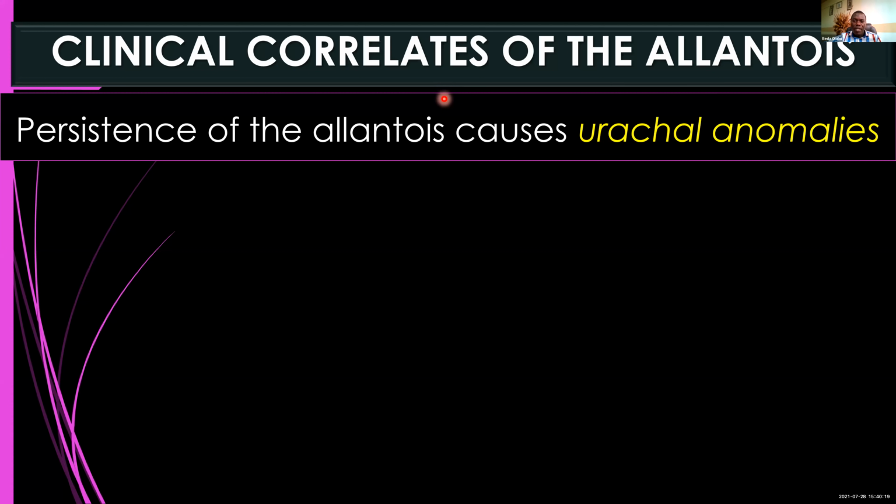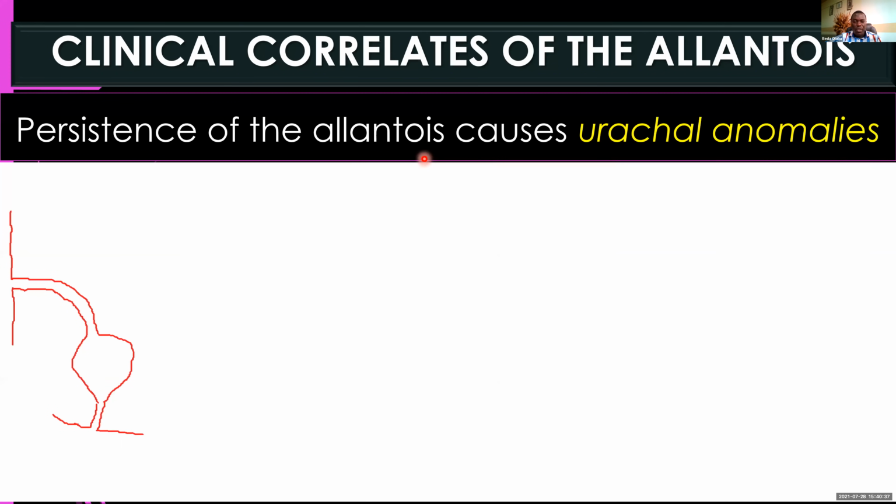So the question is, if the urachus persists, which means we don't form the median umbilical ligament, what happens? We will get a spectrum of malformations that we call urachal malformations. So let's go through this spectrum of urachal malformations. Let's consider this first image as part of the allantois that has involuted.